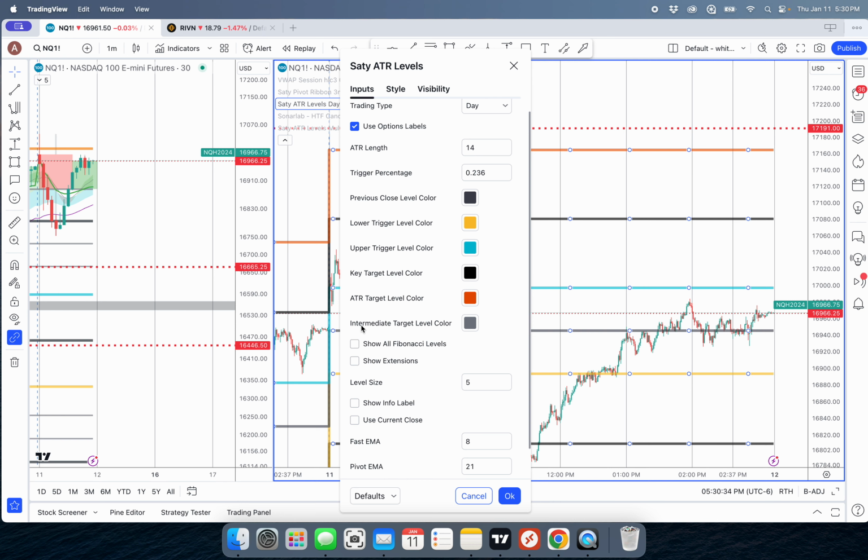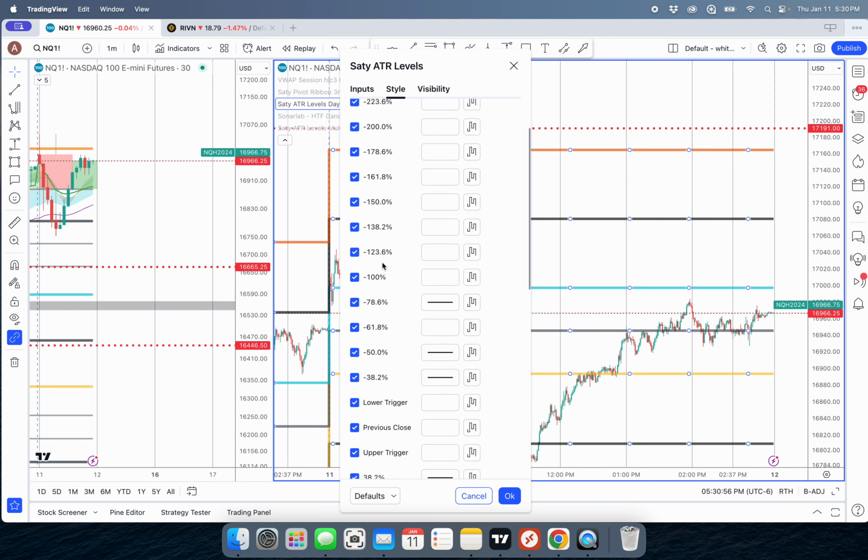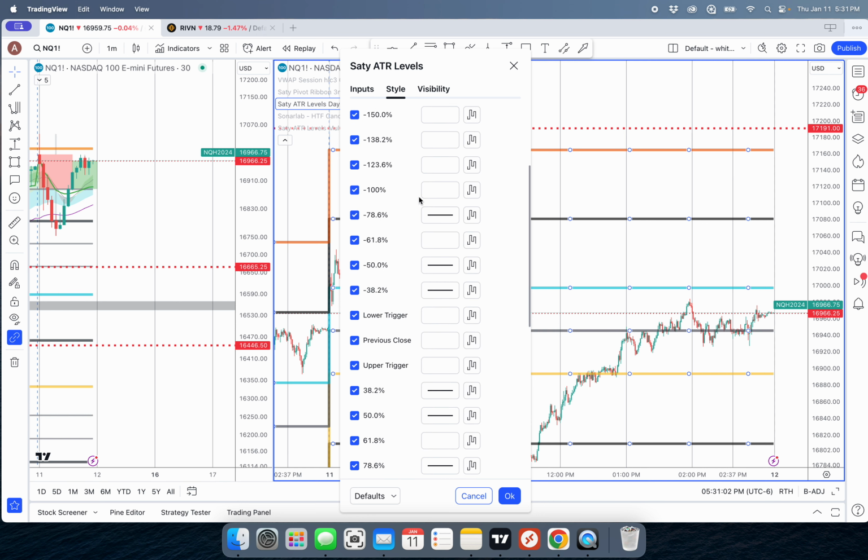So then you have levels in between, which are important, but they're fibs. A lot of times when you're in these massive ranges, you'll have a few little fibs in between. So with this, you have two options. You can say show all fibs, Fibonacci level, show all extensions. And I have levels at 5, but the styles you can see right here. So the lower trigger, and then it's the negative 38, 50, 61, 78, 100%. So 100% is that full range ATR.